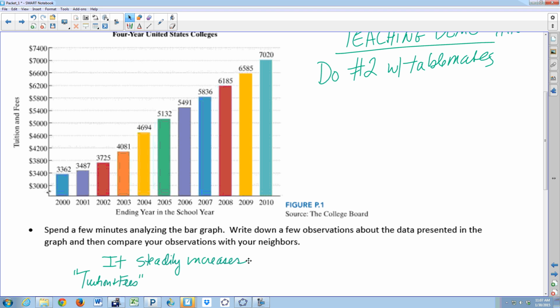Tuition doubles from when to when? Yeah, so it almost doubles over the decade, right? So tuition and fees practically double over the decade, which is that 10-year period. What else do you notice? Anything else?